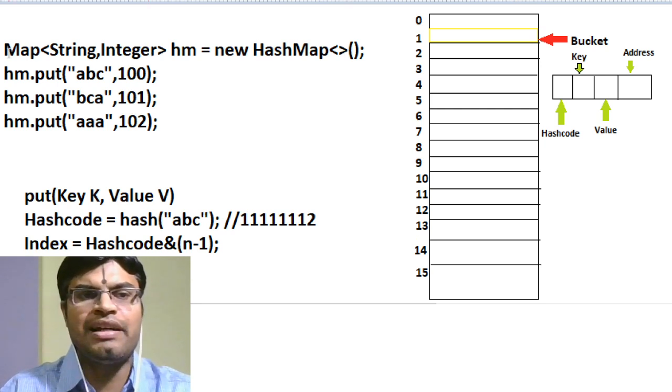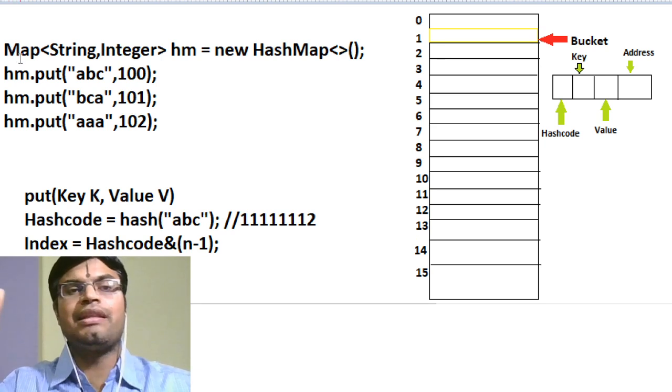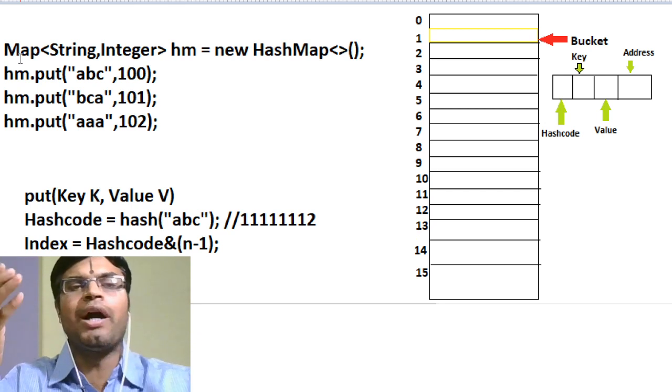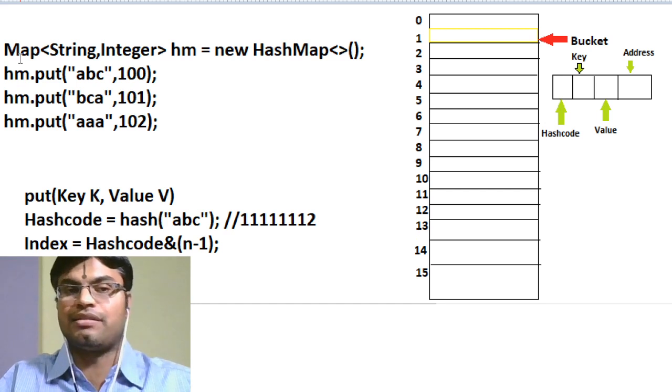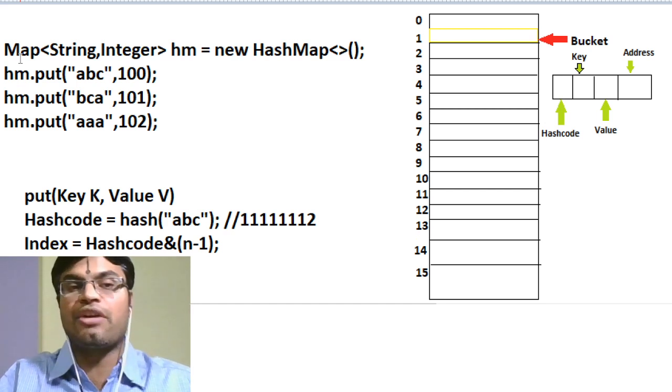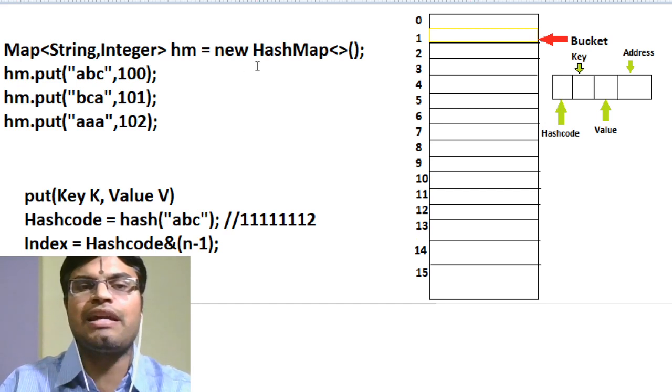Now you can see the first line here which is written as Map, right? Map, and then within the angular brackets we have written String comma Integer. What it basically means is, within that map, now Map is an interface, guys, right? It is not a class, it is an interface, for which in this case we have created a reference called HM, right?